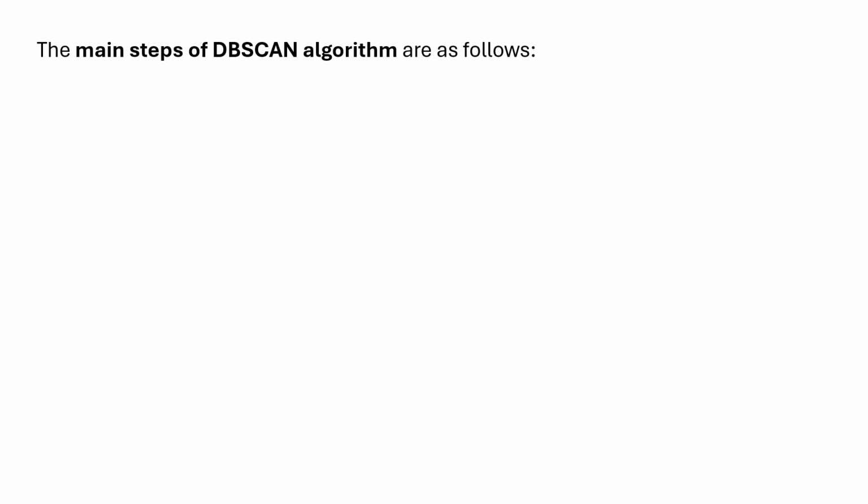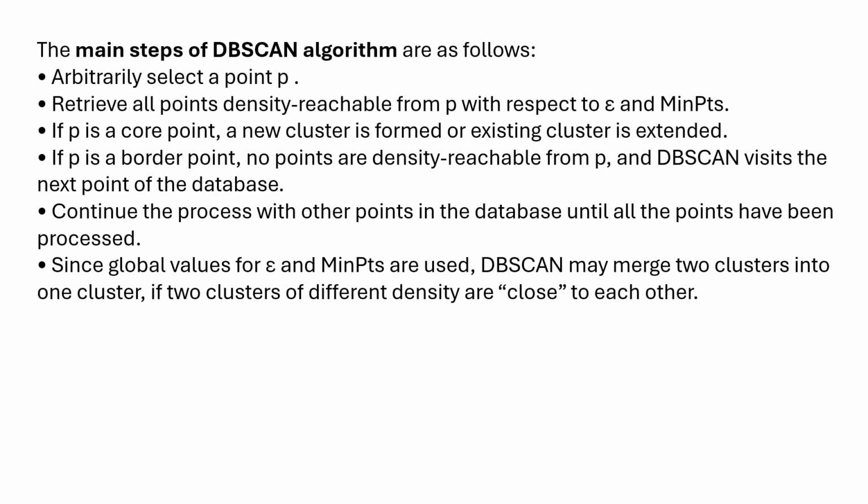Main steps of DBSCAN. The DBSCAN algorithm begins by selecting an arbitrary point in the dataset. It then examines all neighboring points within the epsilon radius. If the selected point satisfies the minimum density requirement, it becomes a core point and a new cluster is created or an existing cluster is expanded. If the point is merely a border point, the algorithm proceeds to examine another point. This process continues until every observation has been visited.